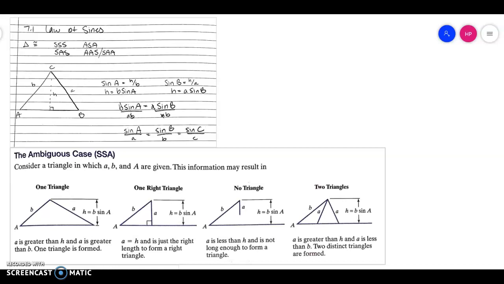So what happens when we don't have a right triangle and we are trying to solve the parts? We can use either law of sines or law of cosines. So 7.1 from our text deals with the law of sines.